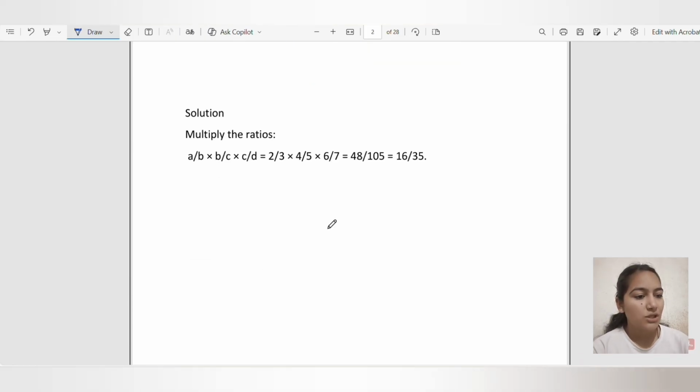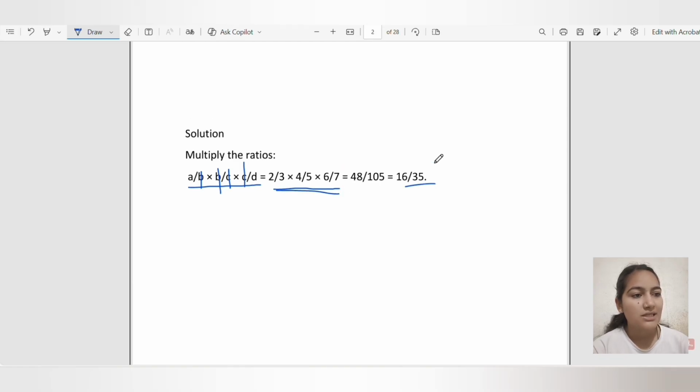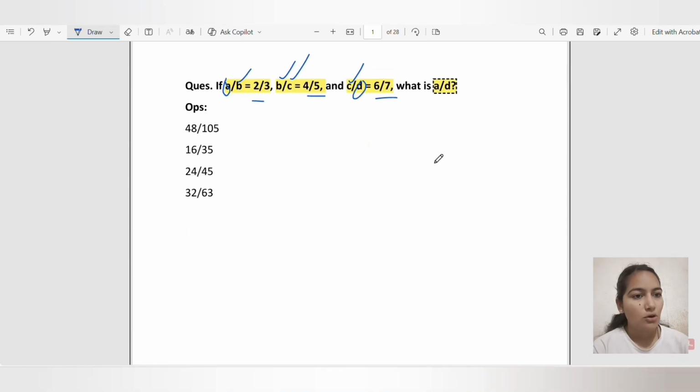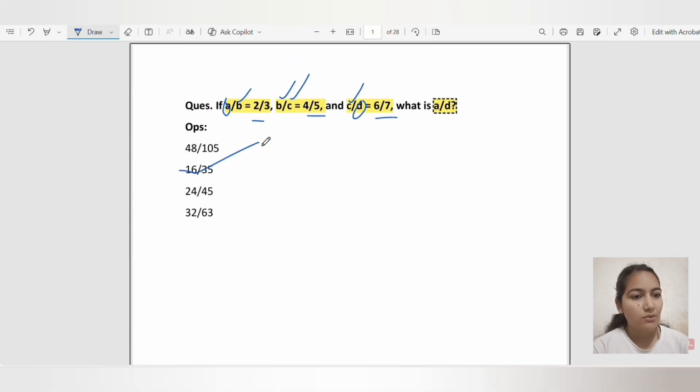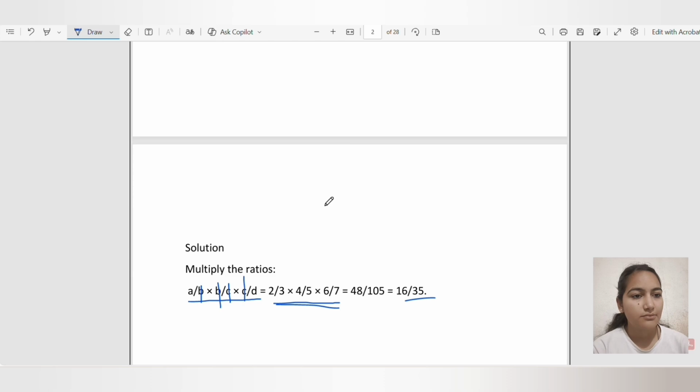So let's see the question. If we multiply all these fractions with each other, then we will be left with a by d. Why? Because b will cancel out b, c will cancel out c, so you will be left with a divided by d, and when you multiply all these with each other, the answer is 16 by 35. Okay, so 16 by 35, option number second is correct.